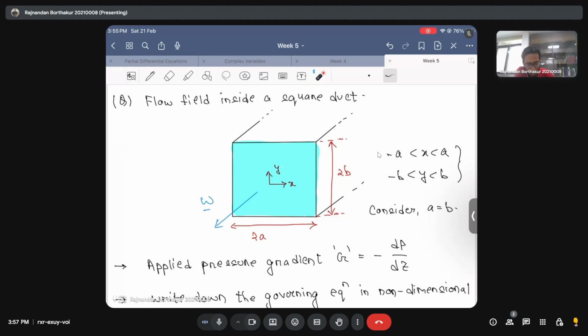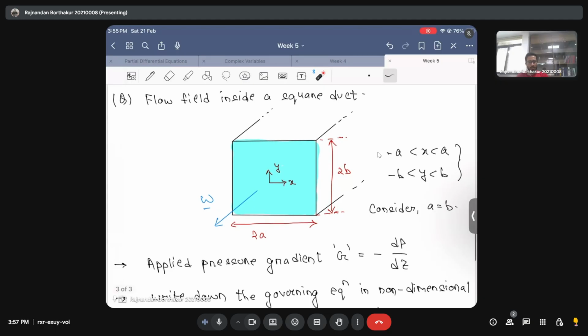Before that, I'll stop here for a couple of minutes. You can read the question. It's a similar question. We are trying to calculate the velocity field of fluid flowing through a rectangular duct, considering that it's a fully developed flow. Based on this information and the fact that the fluid is Newtonian, our job is to calculate the velocity field. That's all that we'll do.